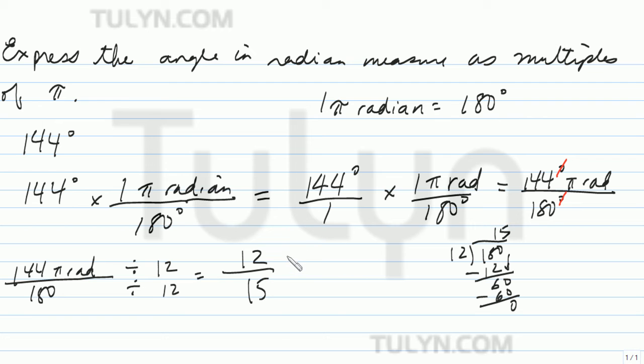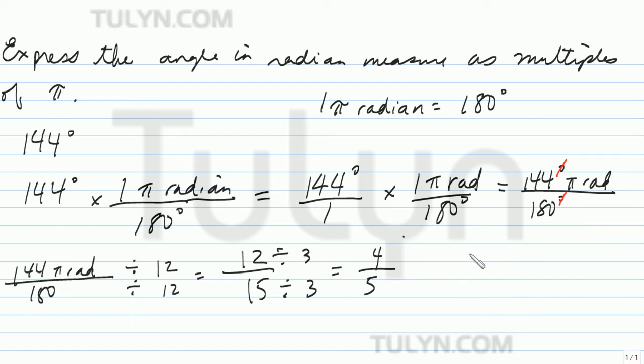And you can reduce this further. The greatest common factor would reduce this into lowest terms. 12 15ths is still a large number, so divide both by the greatest common factor. It's going to be 3. And 12 divided by 3 is 4. 15 divided by 3 is 5. So then the answer will be 4/5 pi radian.